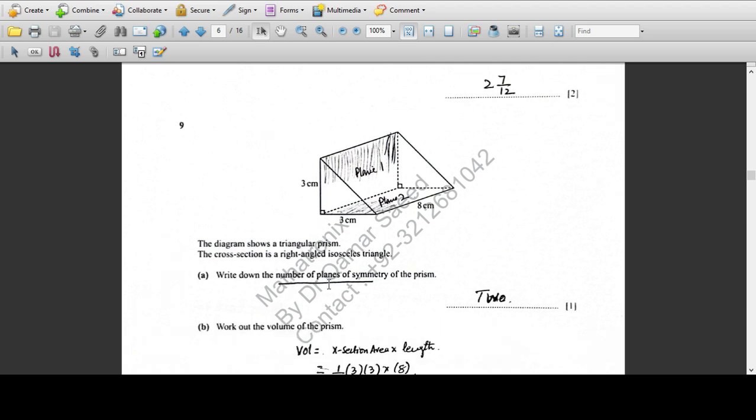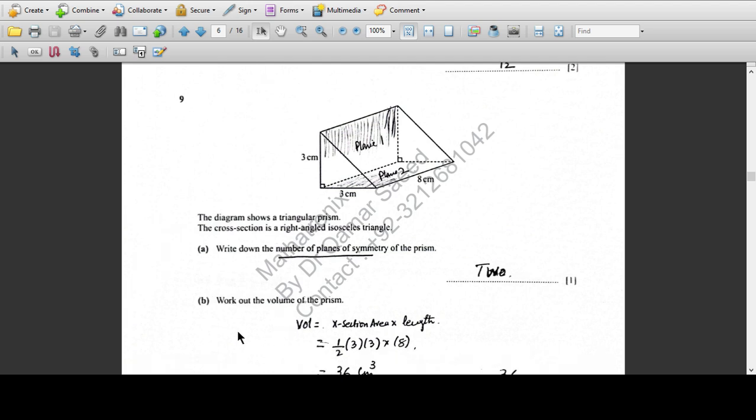Write down the number of planes of symmetry of the prism. So we have this plane and the bottom plane. This is a vertical plane, this is a horizontal plane, and this is an inclined part. So this plane and this plane have symmetry. So the number of planes of symmetry is 2. If we shift it from this one to this one, we will have the same prism, the same geometry of this prism.